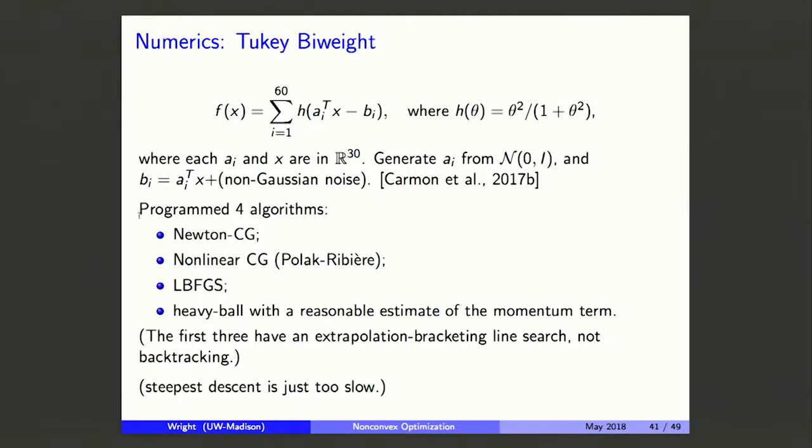Ducci had done this, Carmen and Ducci and others, in their paper last year; they tested on the same function. We tried our method. We actually didn't use backtracking. We used an extrapolation bracketing type line search method. We also implemented nonlinear conjugate gradient and LBFGS, all with the same line search, and also heavy ball. Now, even though this is a nonlinear function, we tried heavy ball with just some guess of the momentum term.